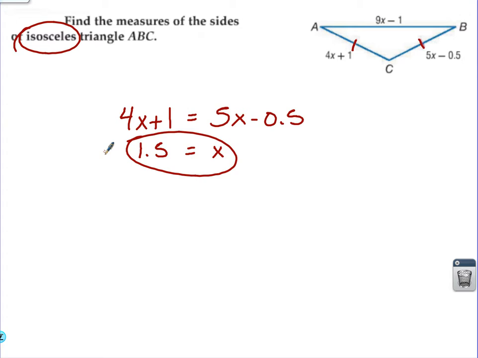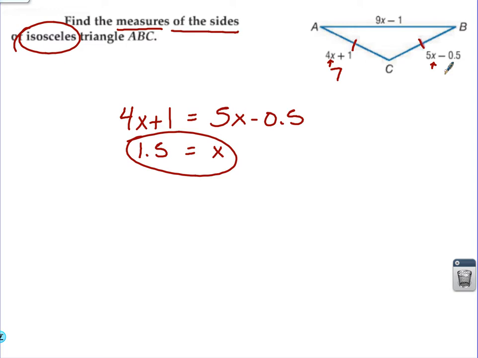That's not the answer. It says find the measures of the sides, not find x. So once you find that x value, you have to plug it back in. Since x is 1.5, we plug it in for all of our x's. 4 times 1.5 is 6. 6 plus 1 is 7. So this side is equal to 7.